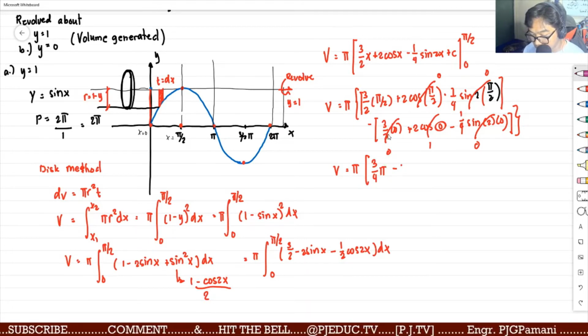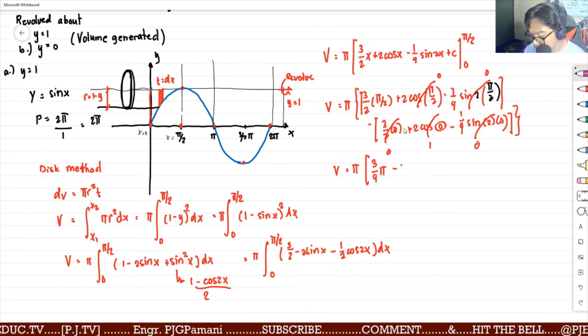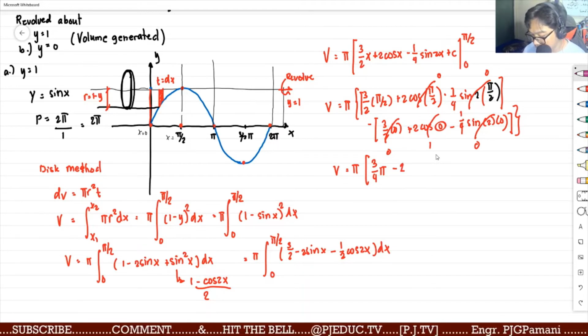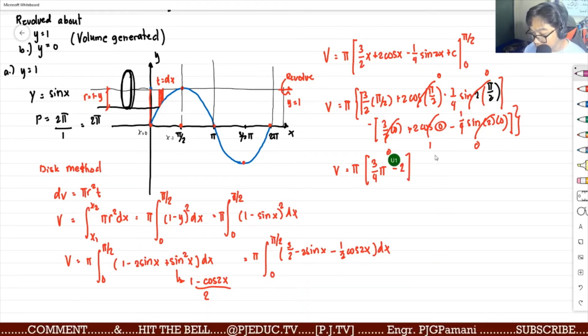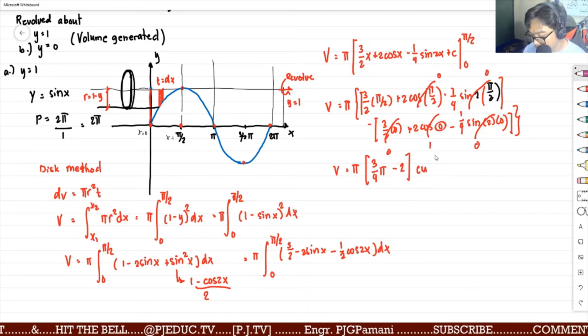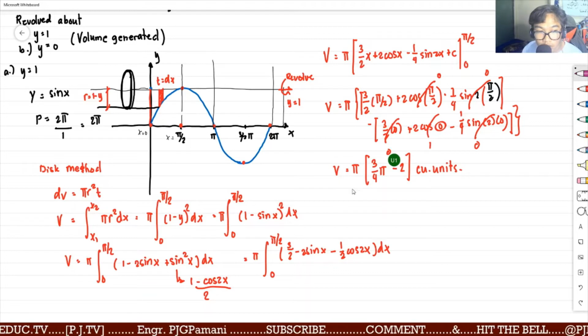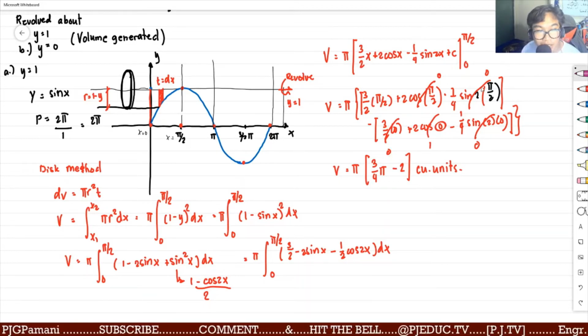Minus, that is 2 times 1. Cosine 0 is 1. 2 times 1 is 2. Minus 2 cubic units. Okay? Nagets yan? Kinancel ko na diretso ha.